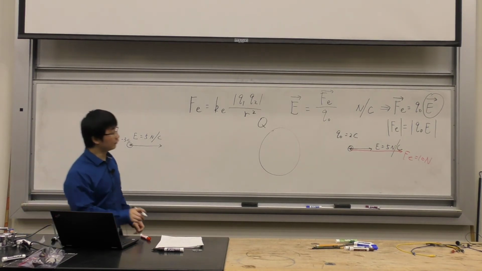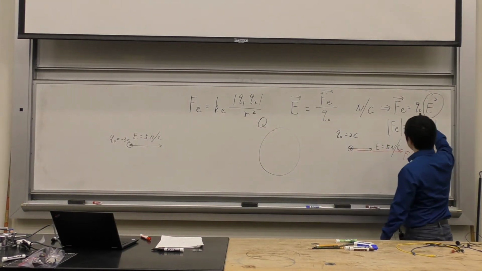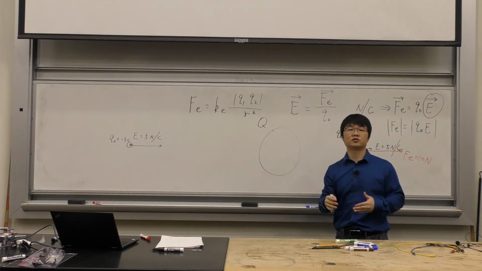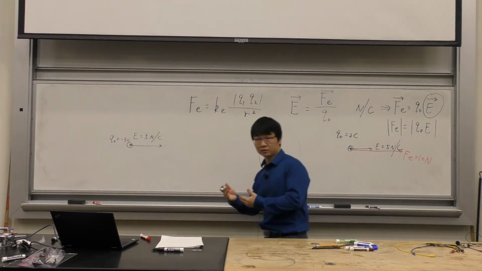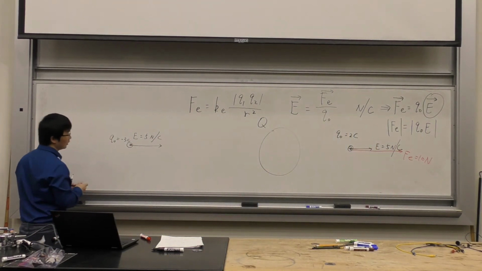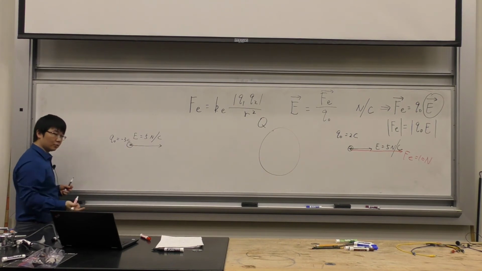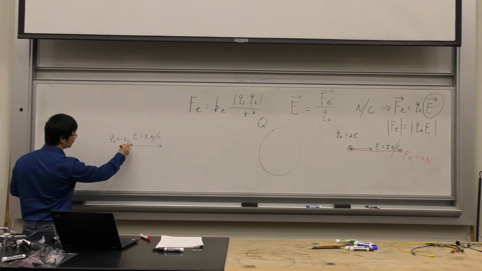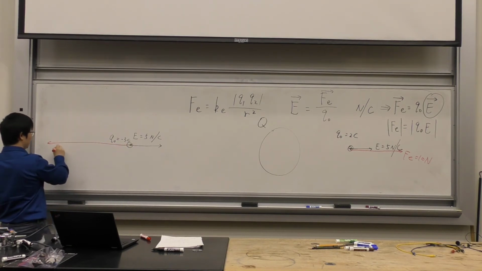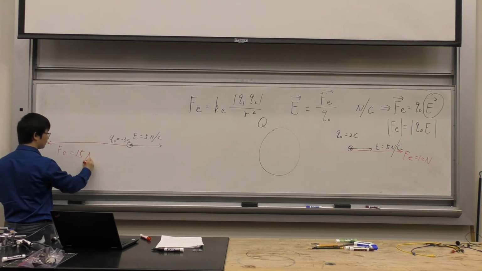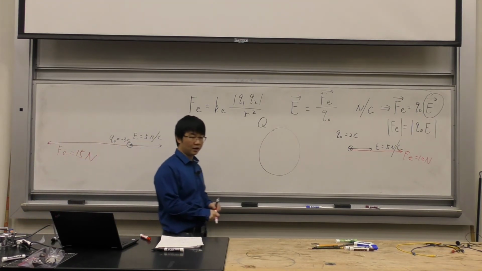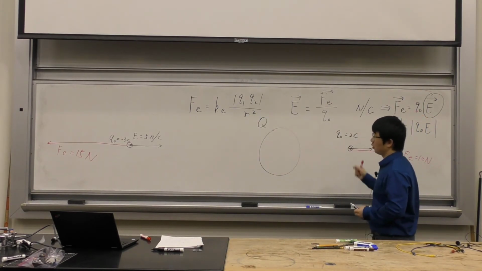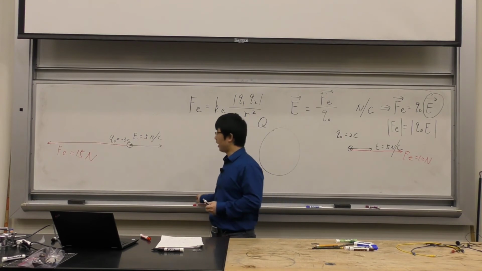direction? Now, if you multiply a vector by a negative number, it's going to change the magnitude, but at the same time, it's also going to change the direction. I hope it's intuitive, right? It's just going to reverse the direction. So the force is going to be 15 newtons in the opposite direction. So that's how you use this E to find the force on a test charge at this point.